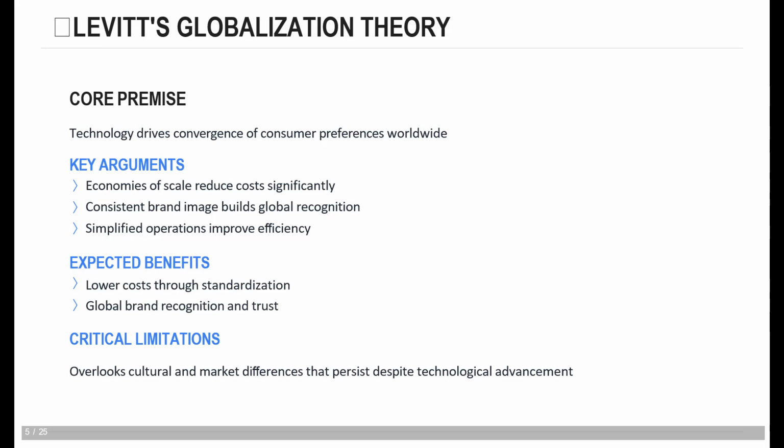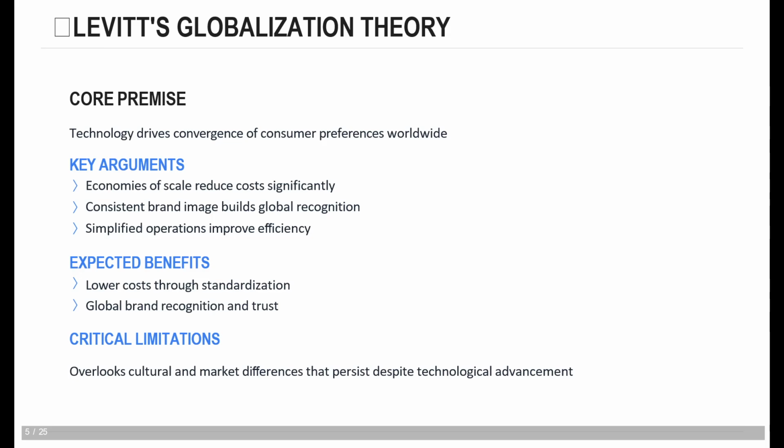Let's further discuss Levitt's globalization theory. Levitt's theory was groundbreaking in this time. Core premises include advances in technology, transportation, and communication are making consumer needs and preferences more similar worldwide. We have some key arguments here.